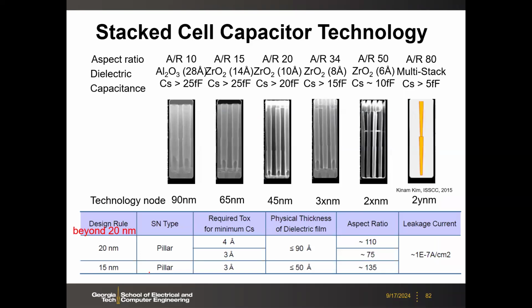So here is a summary. As I said, moving beyond the 20 nanometer nodes, the AR ratio is 80 or approaching 100 today. And the dielectric is some kind of zirconium oxide with some secret recipes, we don't know, but the majority should be zirconium oxide. And then you want to maintain the CS at about 5 femtofarad. The leakage across this cap should be below a density of 1E-7 ampere per centimeter squared. That's the current density for the leakage. So that's the requirement for the capacitor.